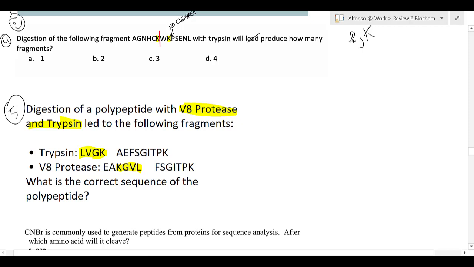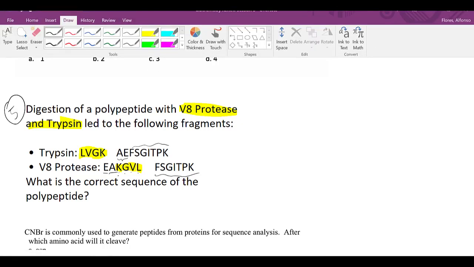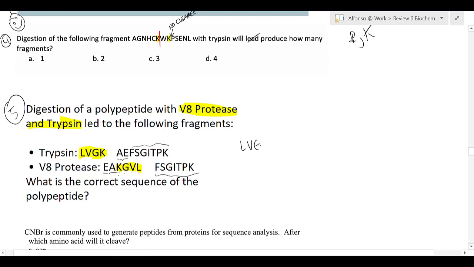So we know that we have LVGK over here, and we have LVGK over there. What follows after this K? AE. A and E, which is also here. And then you know that after E you have FSGITPK, which is over there. So then the correct sequence would be what? LVGK. What comes after the K? AE. What comes after the E? FSGITPK. Good job. You're good at puzzles. I can see that. Okay. Are there any questions about that?